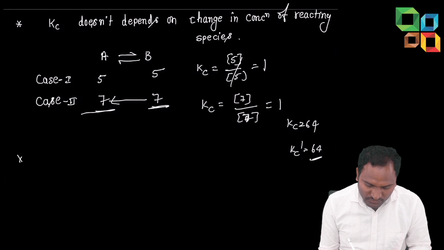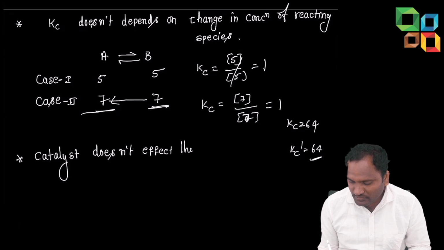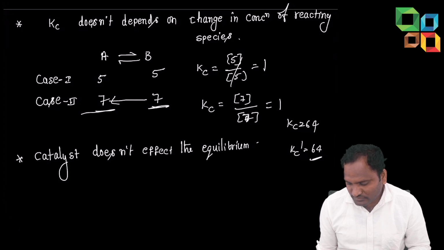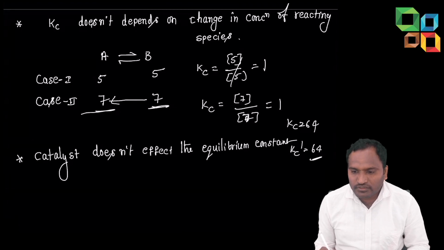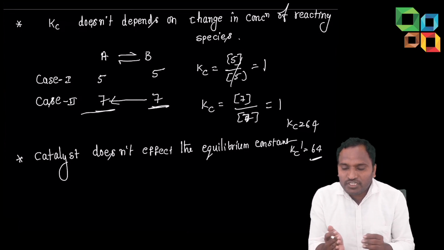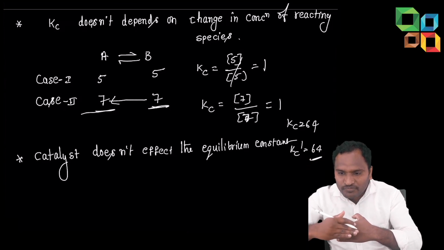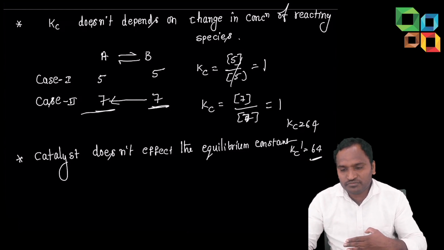Next one, catalyst does not affect the equilibrium constant. Generally, what does a catalyst do, students? It increases the rate of reaction. If it increases the rate of forward reaction, it also increases the rate of backward reaction, because by decreasing the energy barrier, it is increasing the rate of reaction.